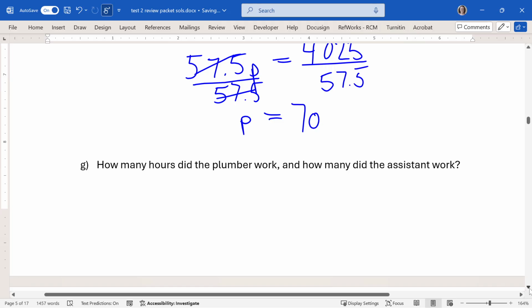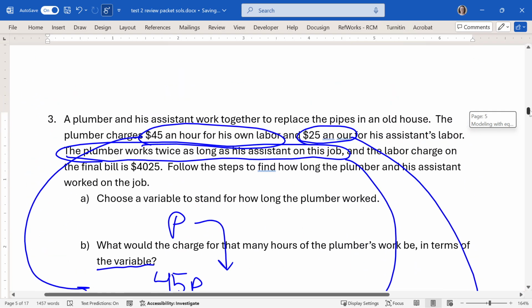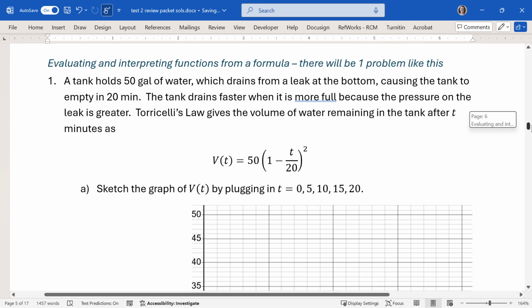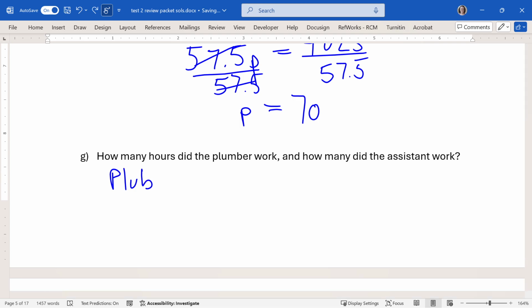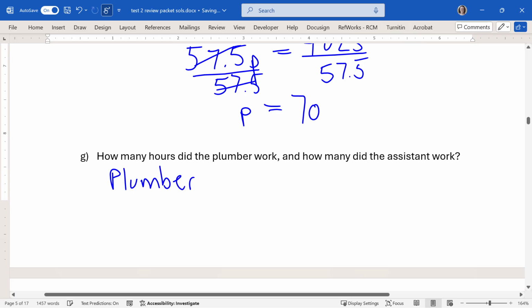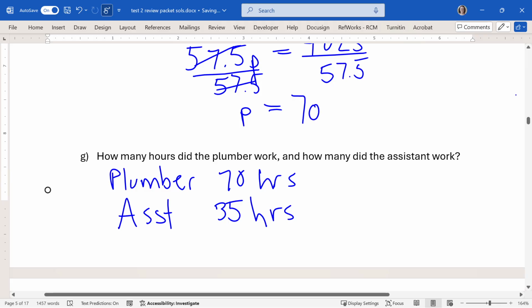All right, so how many hours did the plumber work and how many did the assistant work? So going back to what is P again? P is the variable for how long the plumber worked. So the plumber worked, oh, I can't spell plumber. This B thing comes from the Latin, I think. So the plumber worked 70 hours, and then the assistant, the plumber worked twice as long as the assistant, I remember, so this should be 35 hours. Okay, and that's it.